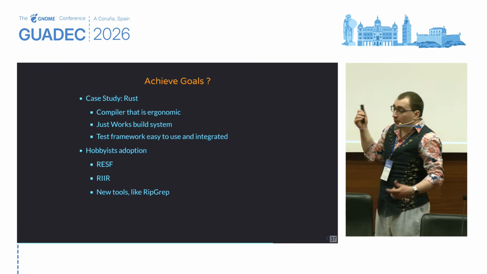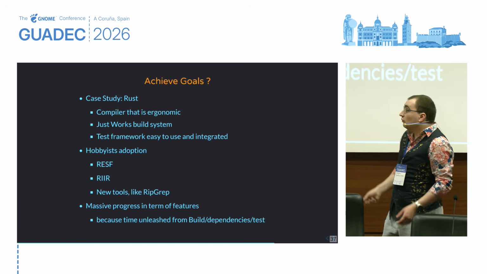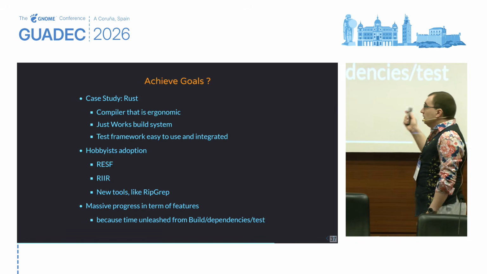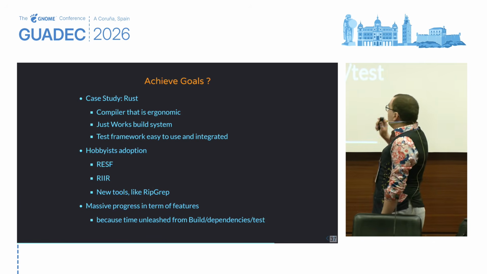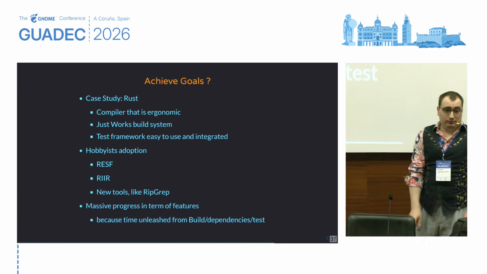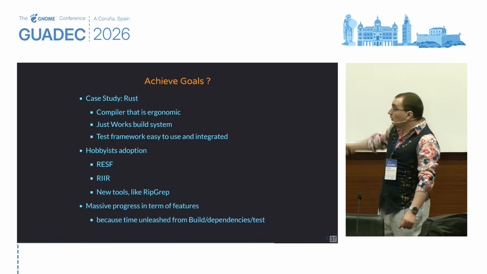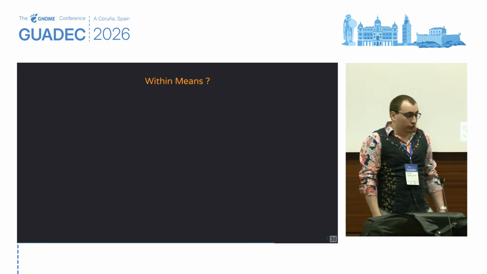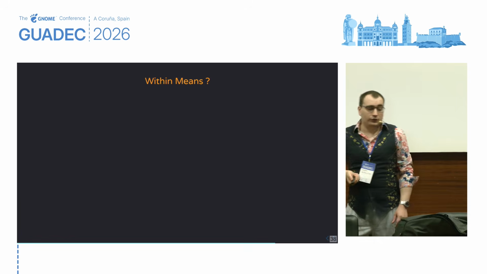It's easy to say it's a fact because Burnt Sushi released a massive benchmark with explanation of why and how, so it's easy to say it's a fact because he backed me up. And what we see is massive progress in terms of features, in terms of bugs, in terms of safety, because time is unleashed from being spent on build, dependencies, and test. Basically, we can maintain more because we don't spend our time on this stuff. So it achieves our goals, right? These models, at least what it offers the solutions, seems to achieve our goals.